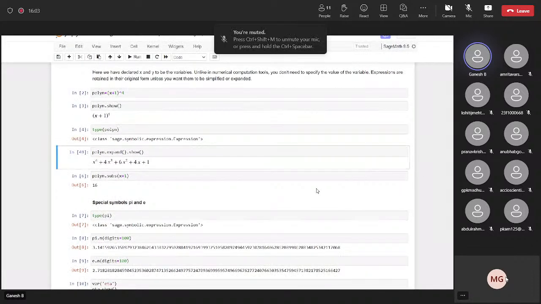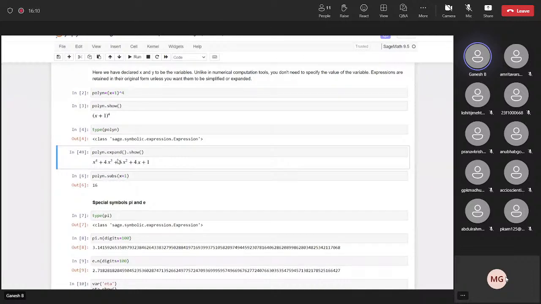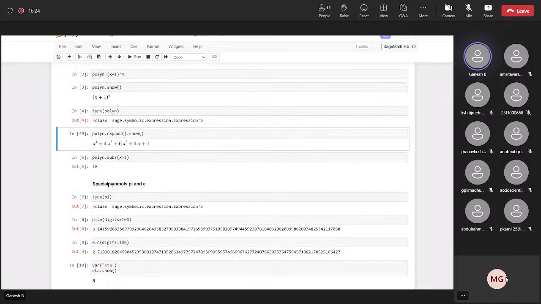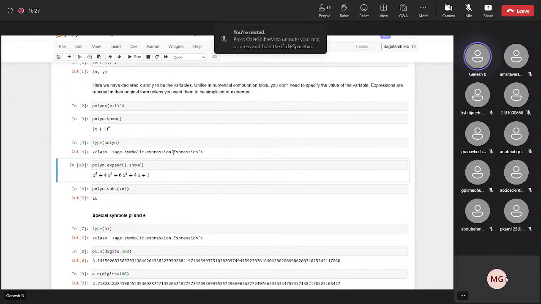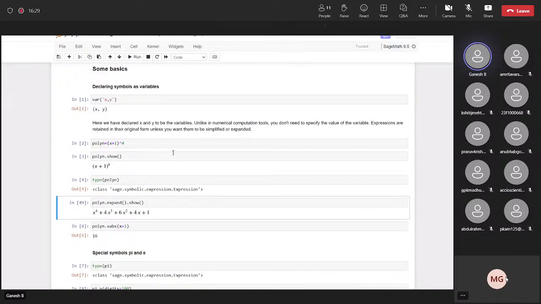Yeah, and as I told you before, this just stores it as x plus one to the four. Unless you pass something to it, it doesn't evaluate it. So if I want to evaluate it at some point, say x is equal to one, I will just put dot subs of x is equal to one. You just say substitute x as one, and one plus one to the four is 16, and you get that as your output. Yeah, that's pretty much it about how polynomials work and how symbols are saved and stored in Sage Math.